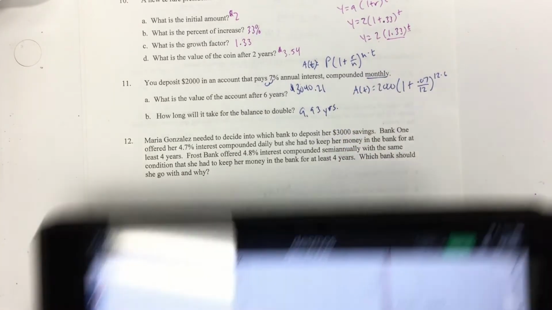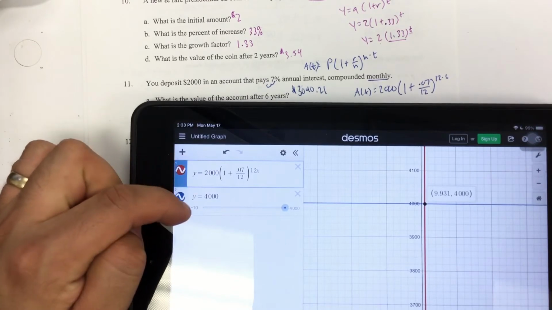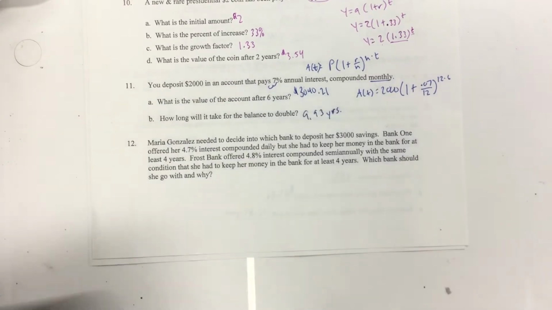So once again, when you're looking at this, just make sure you see that I said y equals 4,000 because this is 2,000 doubled. Okay. Let's take a look at the next one here.